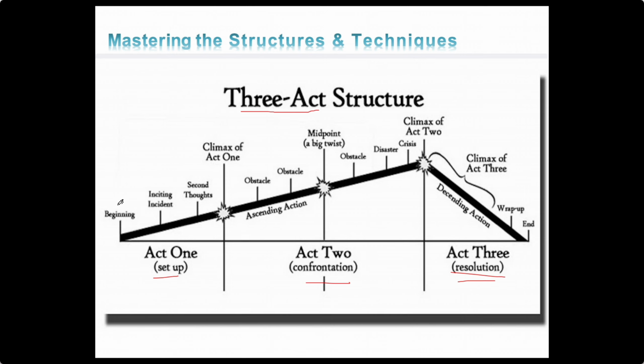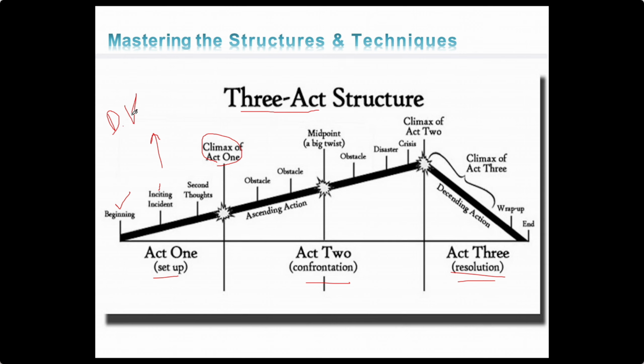Act 1. Setup. Beginning. We meet the protagonist and see their normal life. An inciting incident shakes things up. They hesitate but commit. Ends with the climax pushing them forward. Example: in The Dark Knight, Batman faces the Joker's chaos.